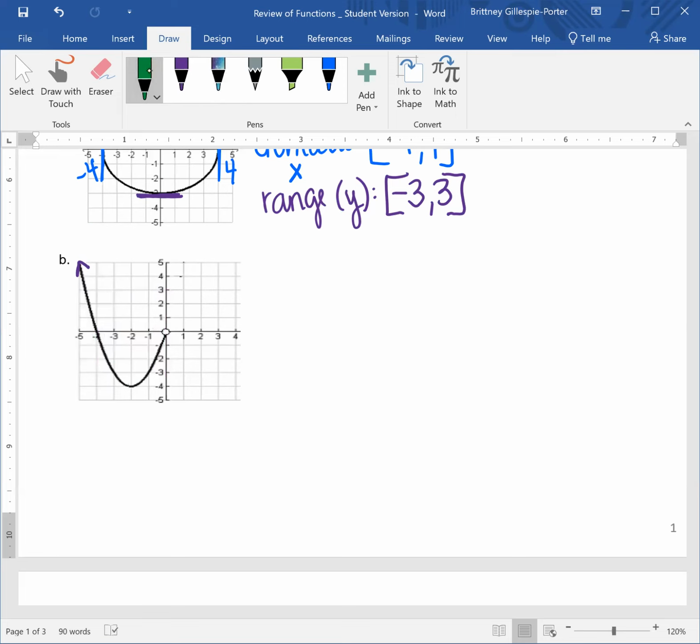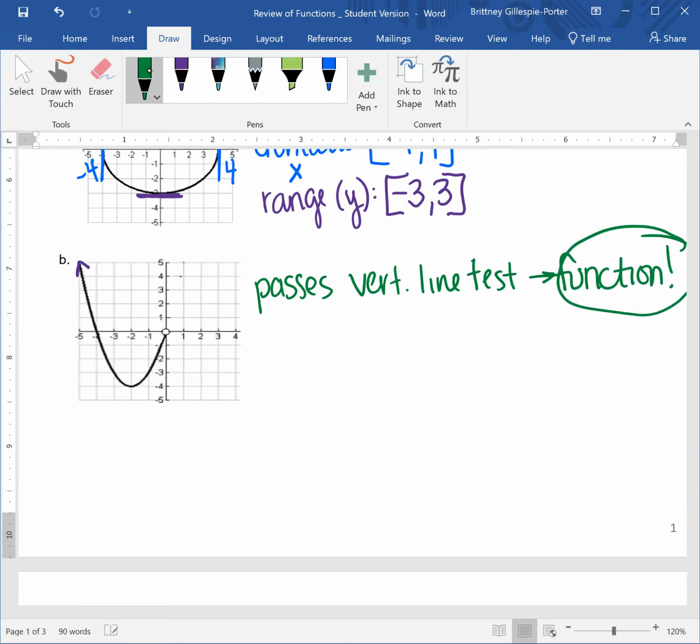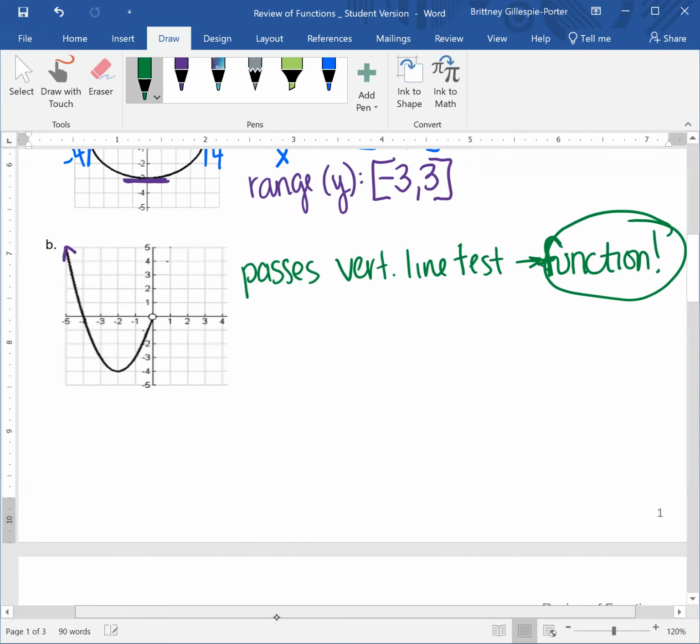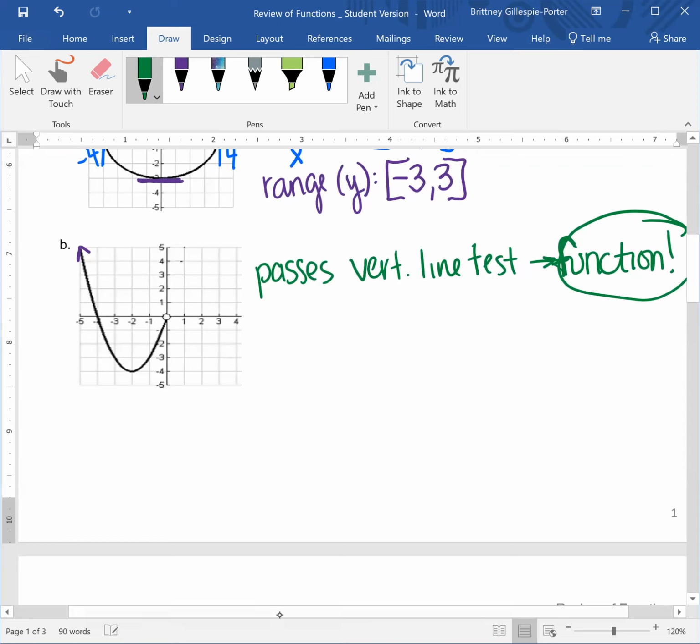So here, because it passes the vertical line test, that means that we have a function. He passed the test. All right. Let's go on to our domain and range.